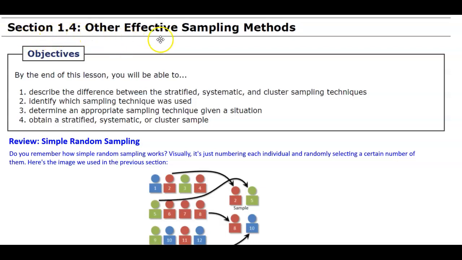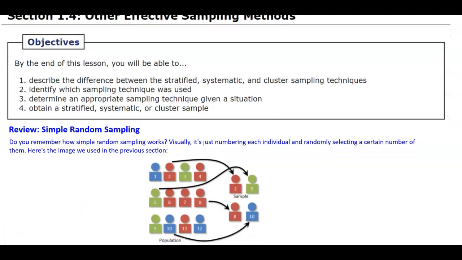Section 1.4, Other Effective Sampling Methods. Objectives. By the end of this lesson, you'll be able to, number one, describe the difference between the stratified, systematic, and cluster sampling techniques, identify which sampling technique was used, determine an appropriate sampling technique given a situation, and obtain a stratified, systematic, or cluster sample.